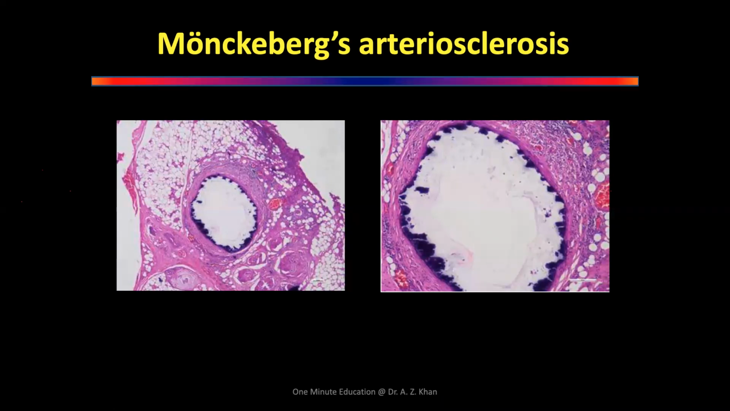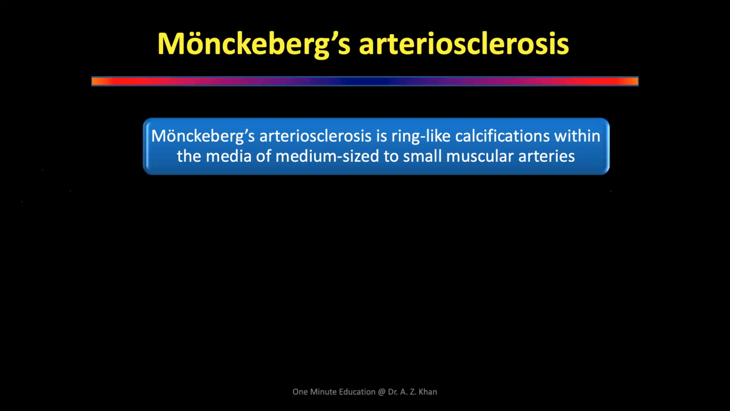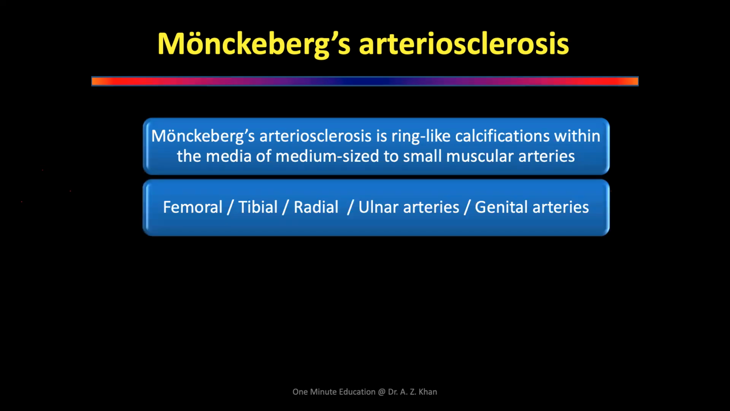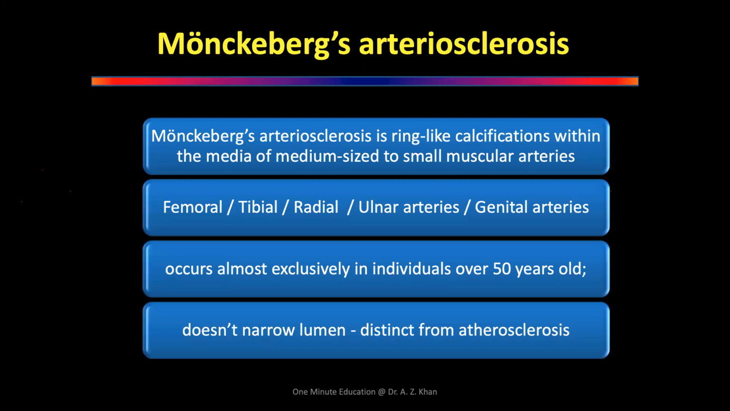This is Monckeberg's arteriosclerosis, okay? This is very classical. It is a ring-like calcification within the media of medium-sized or small muscular arteries. It usually affects the femoral, tibial, radial, ulnar, and genital arteries. Can occur in patients over 50 years. The most important thing is it does not narrow the lumen. It is completely different from atherosclerosis.